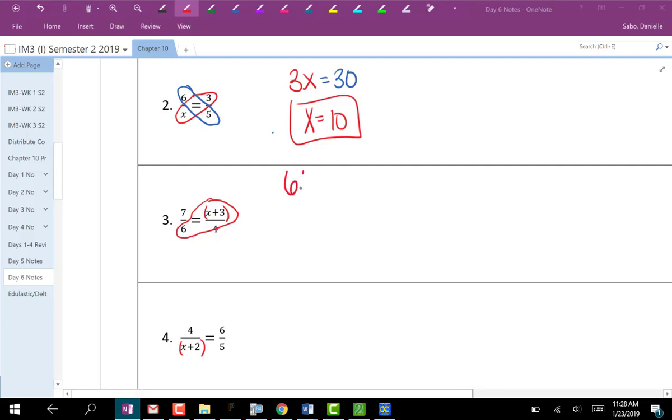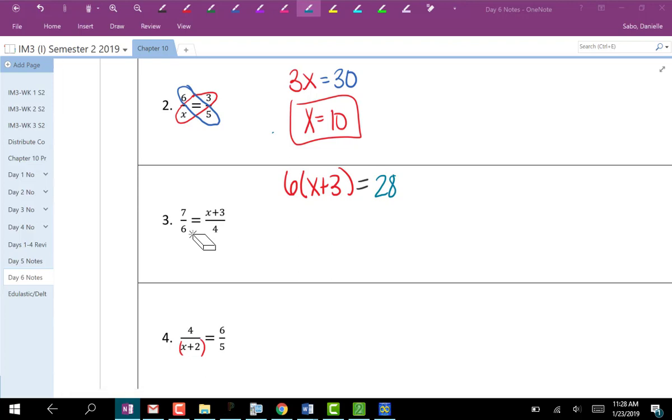So you would be 6 times x plus 3. Good there? Equals, and then the other guy, 7 times 4 gets me what? 28. Are we good there? Now we are back to a regular solving problem, okay? So let's go ahead and distribute. So I have 6x plus what? 9. Careful, 6 times 3. 18, good. Equals 28. Good there. And then we solve.